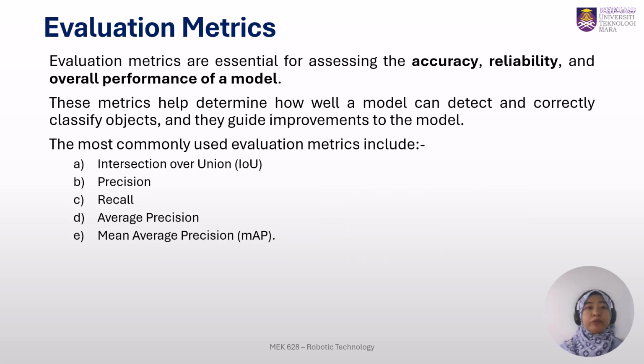So how do we know our system works well? So we need to do some evaluation metrics. So metrics like IOU, precision, recall, and mAP help us evaluate the accuracy of detection and classification. It's like grading the robot's eyesight, okay? Just like grading your eyesight at the optometrist, for example.